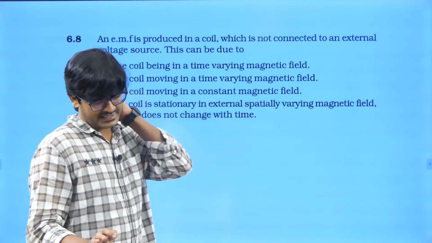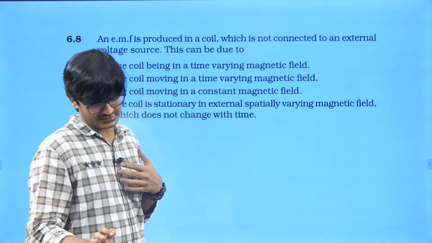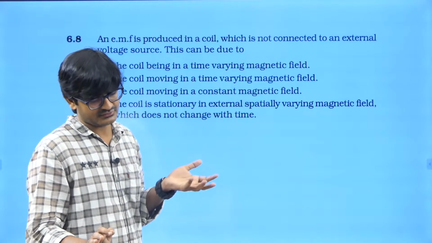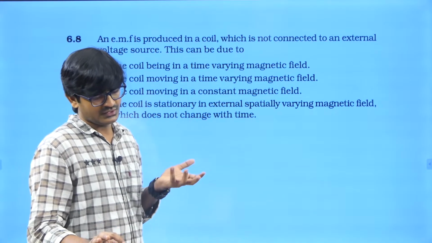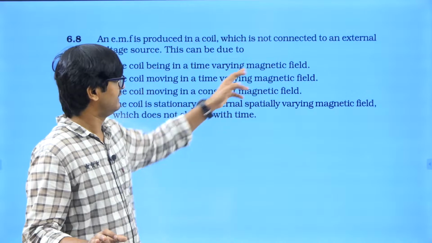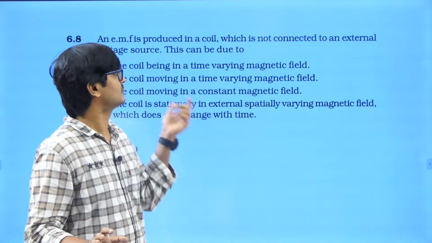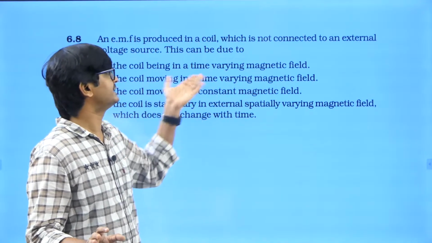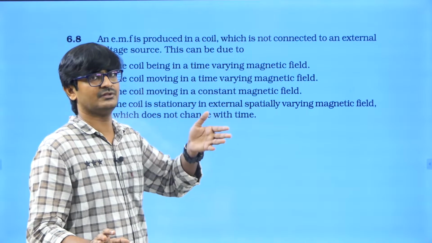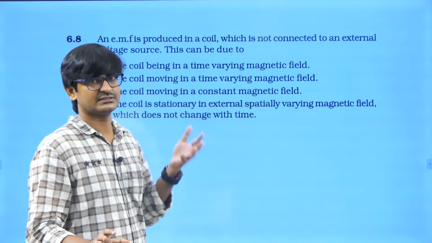The next question goes like, an EMF induced is produced in a coil which is not connected to an external voltage source. This can be due to coil being in time varying magnetic field. Yes. So what is the reason? If a coil is in a time varying magnetic field, EMF will be because of induced electric field, which is non-conservative.